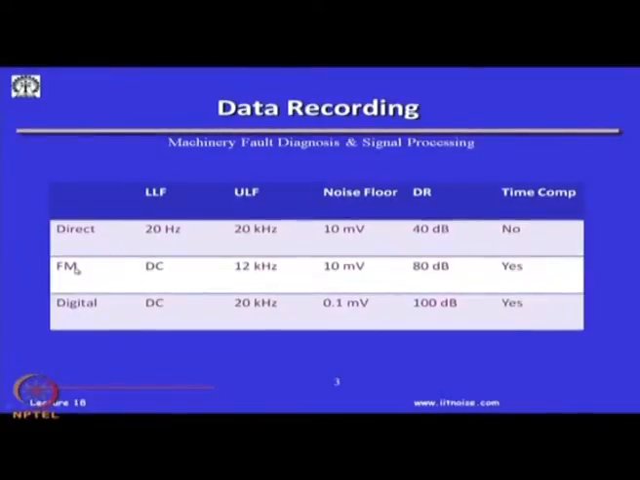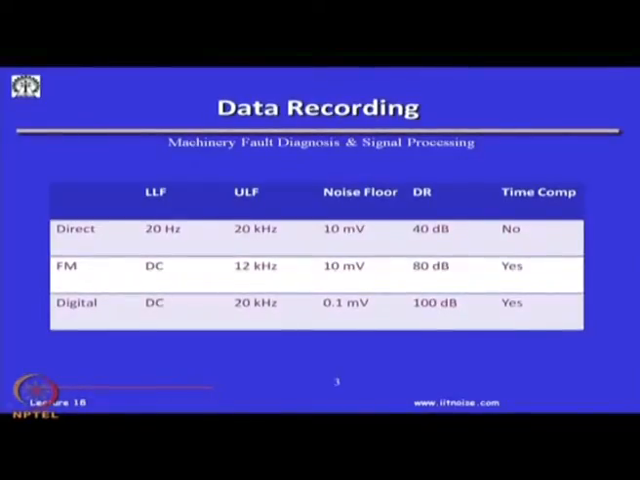Whereas in frequency modulation recording, I can go as low as DC or 0.1 hertz to about 12 kilohertz. Of course, this has improved lately. Again, noise floor is 10 millivolt, but then we can have a very high dynamic range of 80 decibels, and time compensation is possible. The digital audio recording or the DAT format which we use can have a low frequency limit of DC, and then the high frequency limit is 20 kilohertz. Noise floor is 0.1 millivolt and 100 decibels.